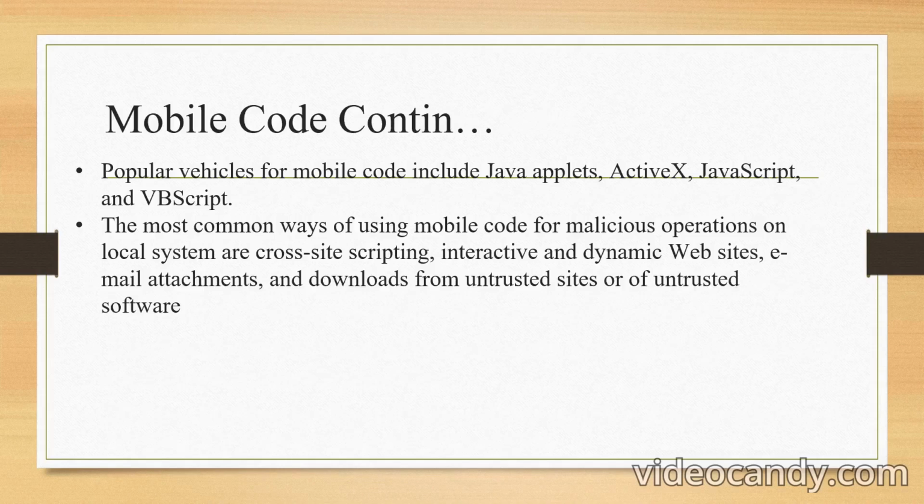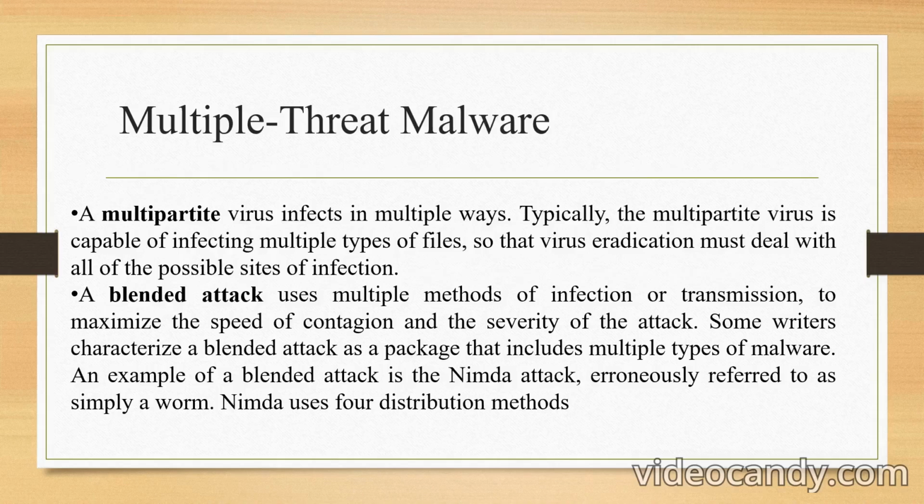Popular vehicles for mobile code include Java applets, ActiveX, JavaScript, and VBScript. The most common ways of using mobile code for malicious operations on local systems are cross-site scripting, interactive and dynamic websites, email attachments, and downloads from untrusted sites or untrusted software.